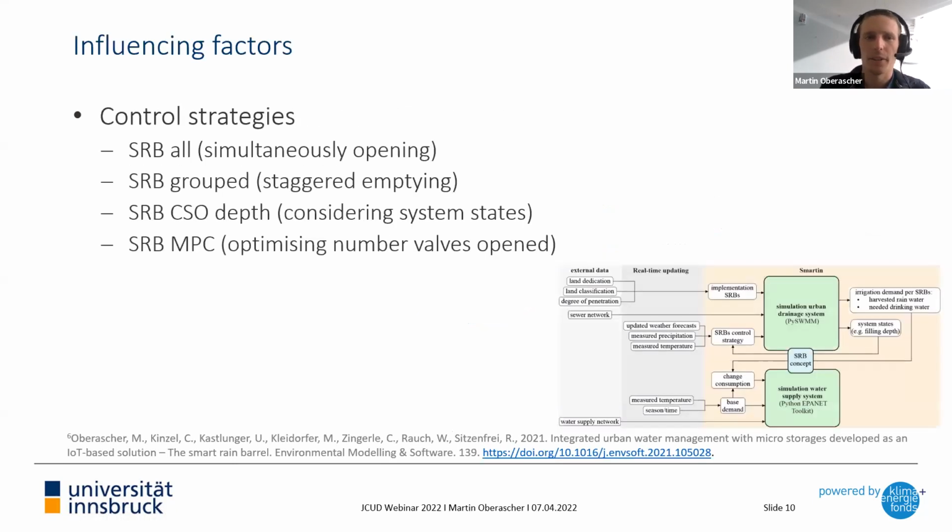In the next step, we decided to improve the control strategies, and we compared 4 control strategies. First is as before, where the discharge valves are opened at the same time. The second control strategy is grouped, in which we group the smart rain bells into 4 groups which are staggered emptied. In the next strategy, CSO depth, we include the actual filling depth in the CSO structure to open the discharge valves. And in the last control strategy, MPC, we optimize the number of discharge valves which are opened to avoid these artificial CSO events.